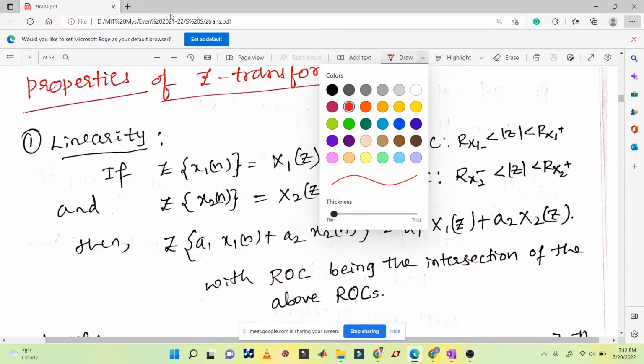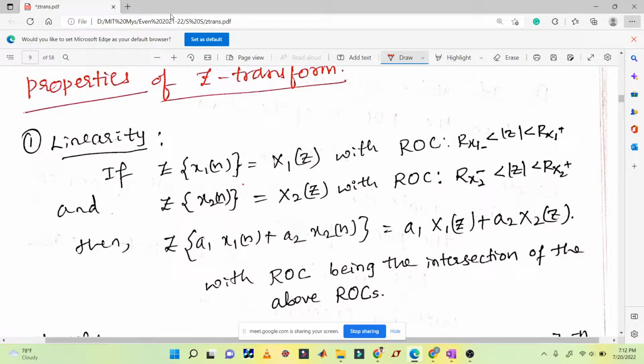So statement is given, already I have told: if Z transform of x1 of n is x1 of Z with ROC lying between Rx1 minus to Rx1 plus. So this is the ROC. Say this is between some two values, say between 1 and 2. Z is lying between 1 and 2. That is what is indicated by Rx1 minus, Rx1 plus.